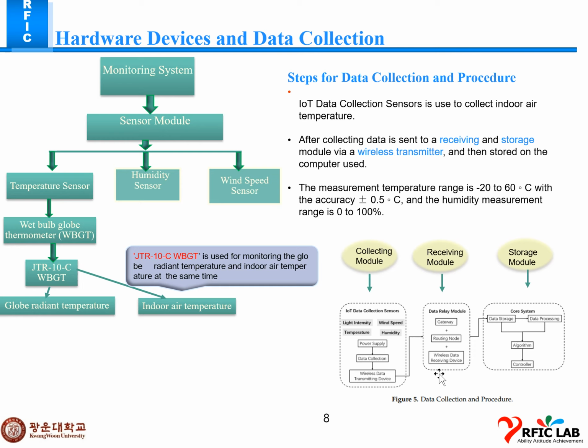Suppose there is a measurement range of -20 to 60 degrees, with an accuracy of plus or minus 0.5 degrees, and humidity measurement range of 0 to 100%.